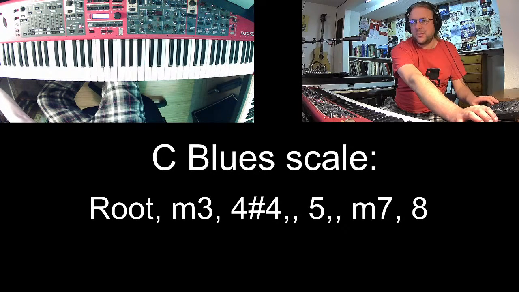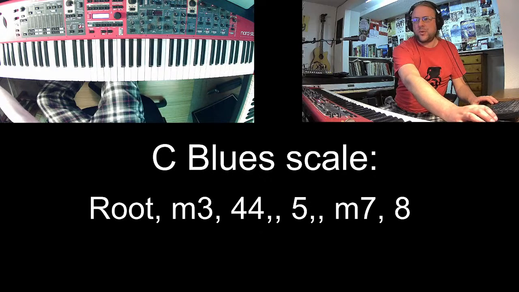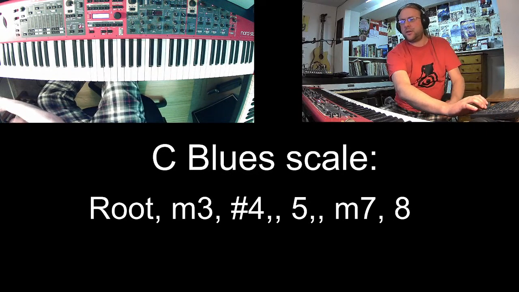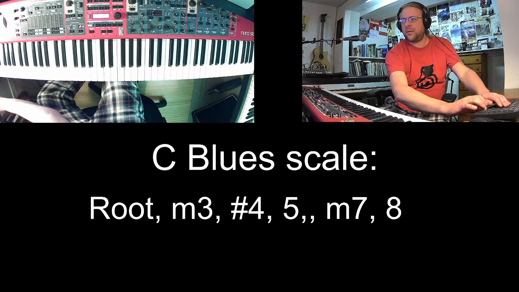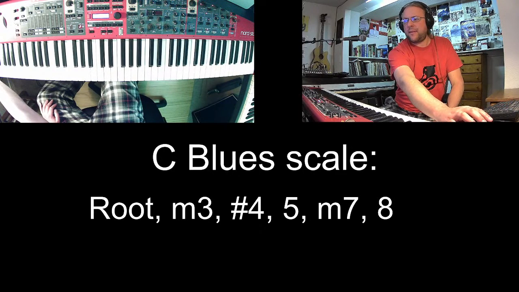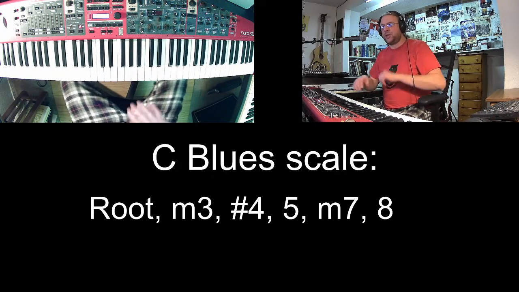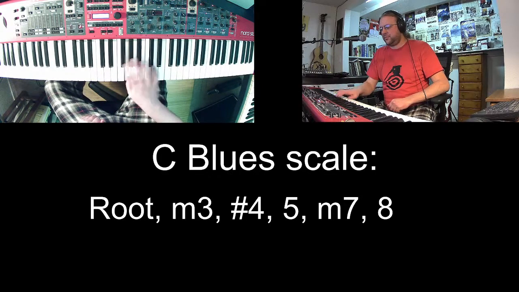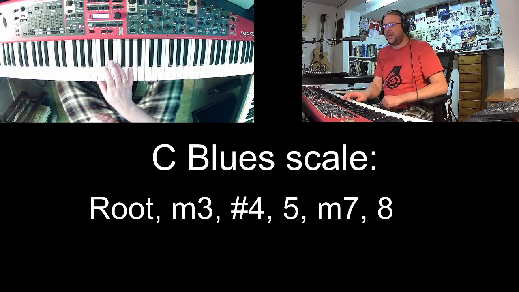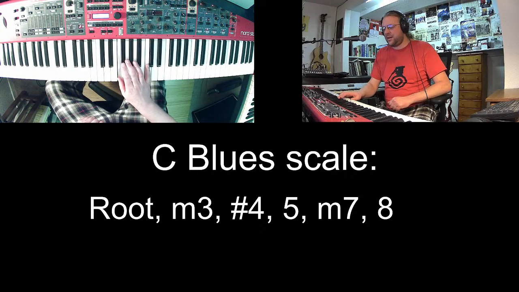Did that right? Oops. Sharp 4. We got some extra commas in there. All right, there's the C blues scale. C, E flat, F, F sharp, G, and then the last two notes, B flat, C.